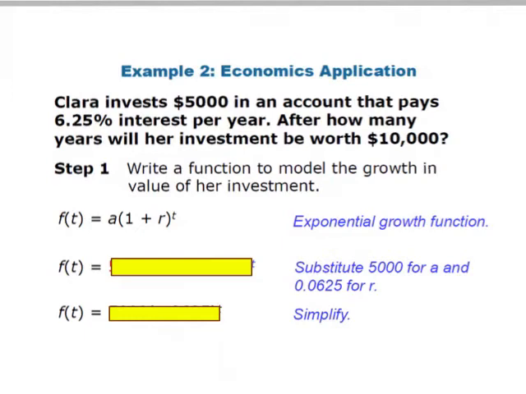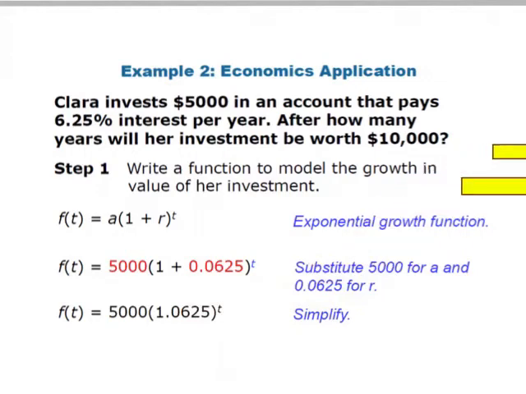The 6.25, that is the interest rate. So you're going to take that 6.25 and change it to a decimal, 0.0625. Now, after how many years will it grow to $10,000? In other words, we want the final amount to be $10,000. So we're going to plug this into the formula. We're going to plug 5,000 in for the A, plug in 0.0625 for the R, and then add the 1 and the 0.0625 together, and it's going to look like this.